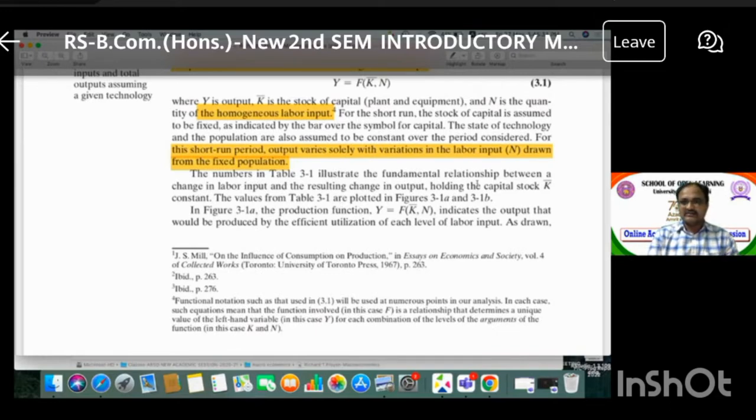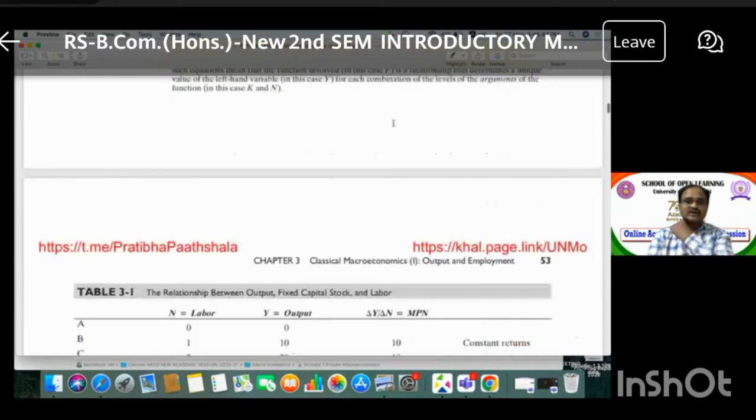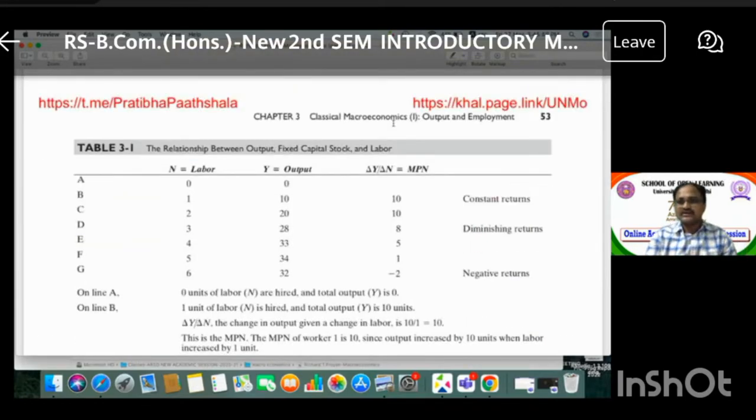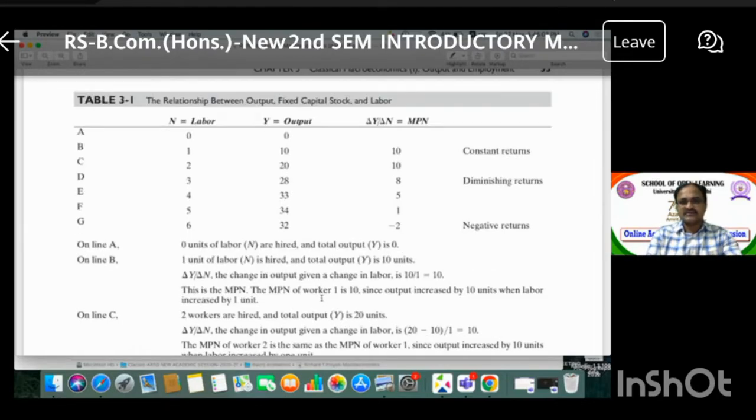Table 3.1 shows the fundamental relationship between change in the labor input and the resulting change in the output, holding other factors like capital stock constant. So that is Y = f(K bar, N). According to that equation, Y is a function of K bar and N, that is the production function of the classical theory. How can you determine the change in output from the change in labor? This table indicates the relationship between the output and input variables. Here the output is Y, and the input is N. How the labor input changes the output is the production function of the short run period. I hope the students can understand, right?